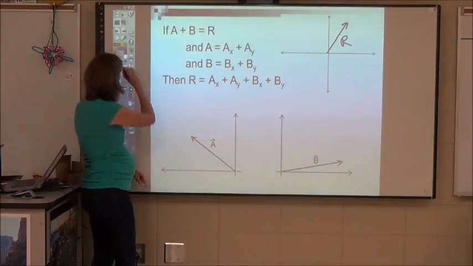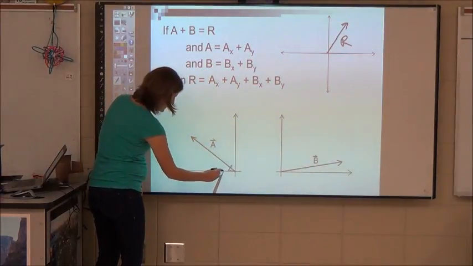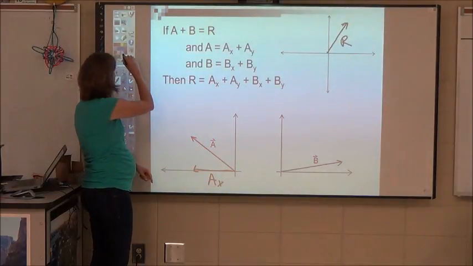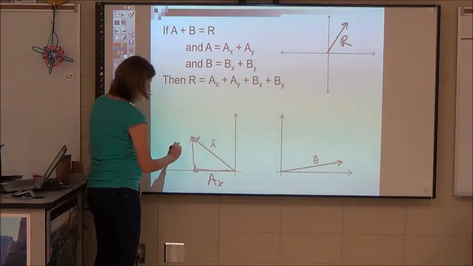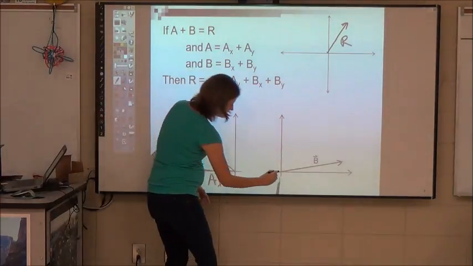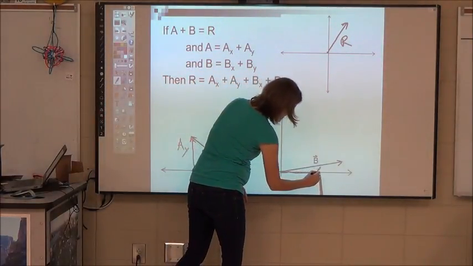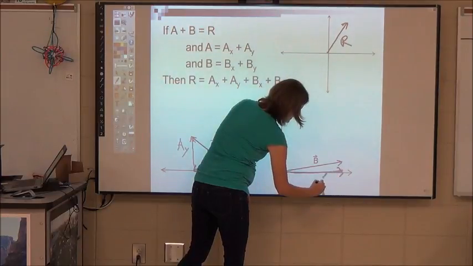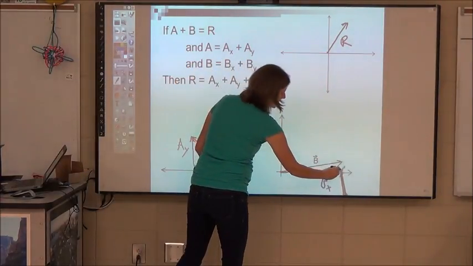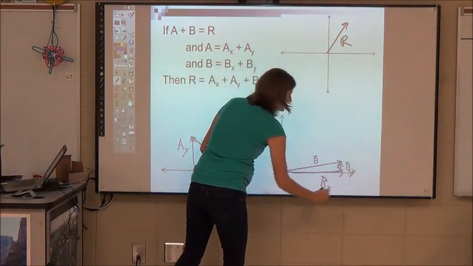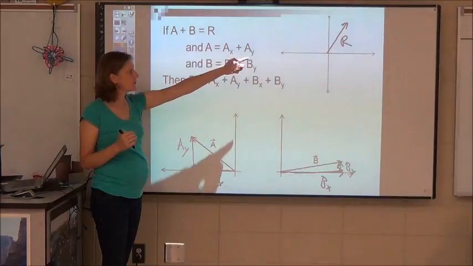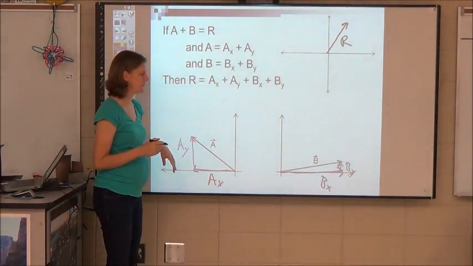do it red. AX is actually left. AY is up. BX is right. BY is up. So now let me draw all the components, and I should really end up with that same R result value.